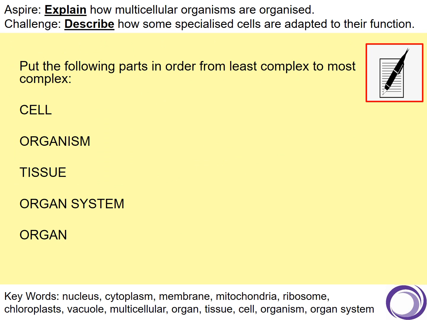Okay, the next task that I would like you to do for me is, again using your pen and paper, I would like you to put the following parts in order from the least complex to the most complex. So you have a cell, an organism, tissue, an organ system, and an organ. So I'm going to give you 30 seconds to put these in that order.